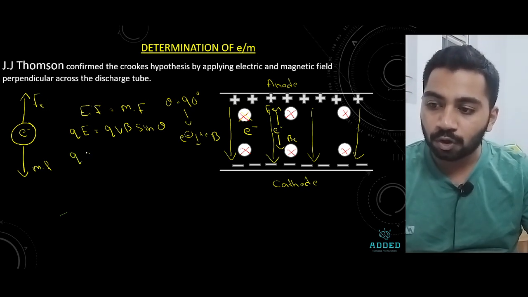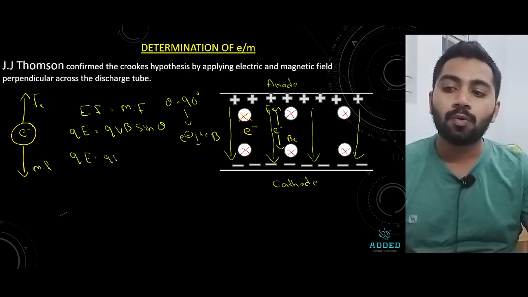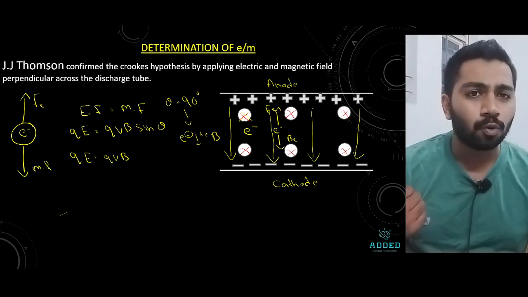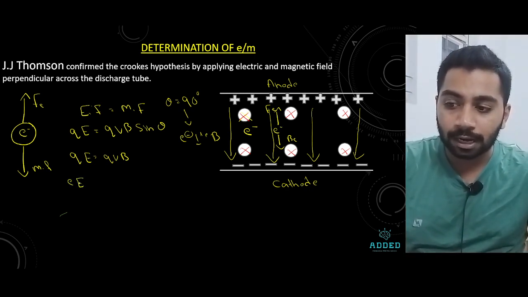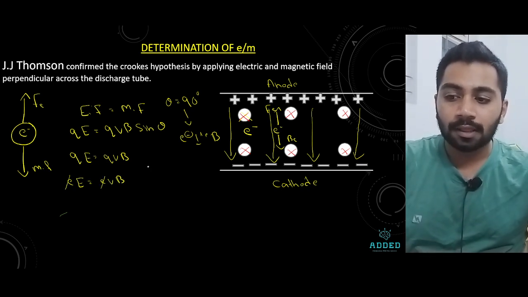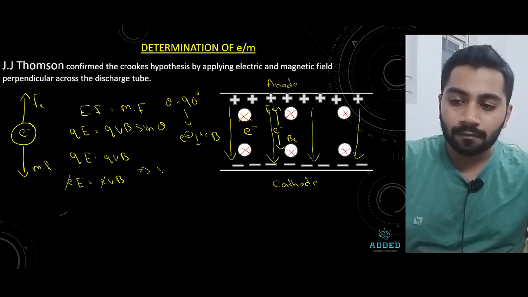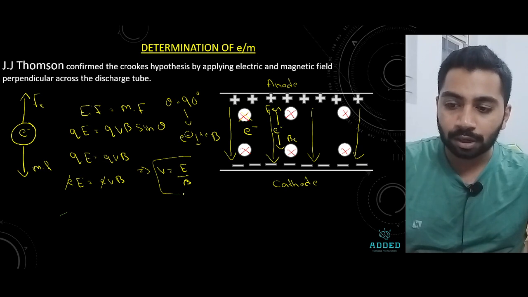It becomes qE equals qvB, since sin 90 is equal to 1. Here the charge is the electron's charge on both sides, so this q gets cancelled. What remains? v equals E by B. Velocity is equal to E by B. Remember this point.